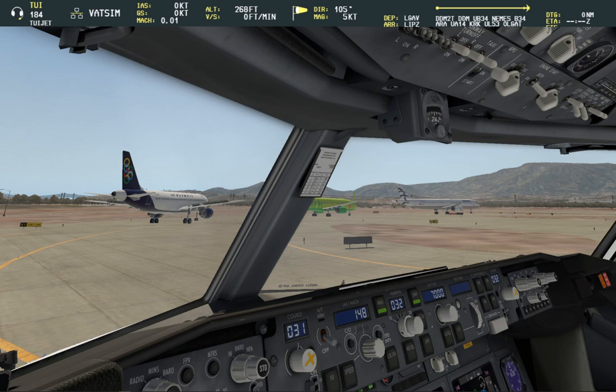4195, one contact departure 128.95. Switch to departure 128.95, thank you, Kalobasa.